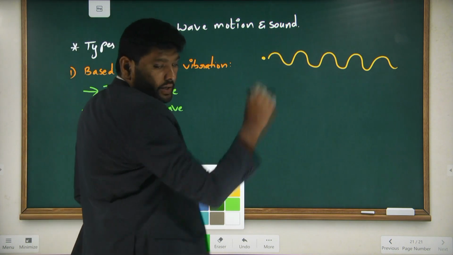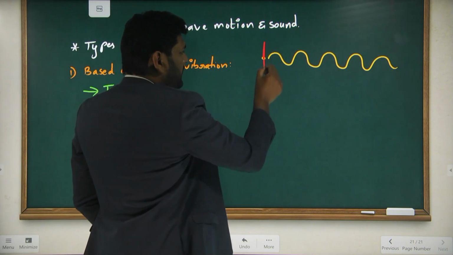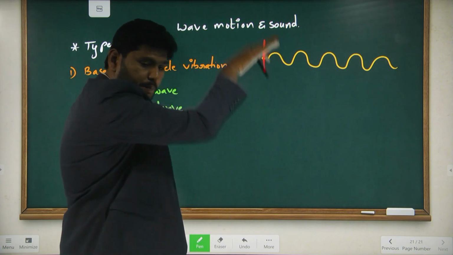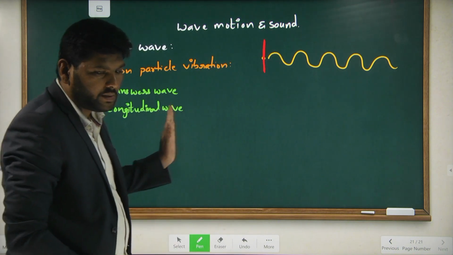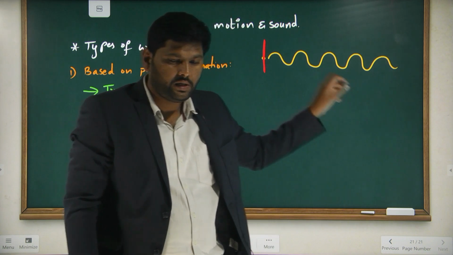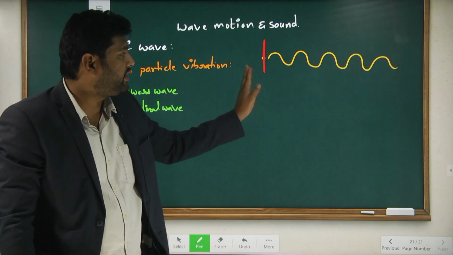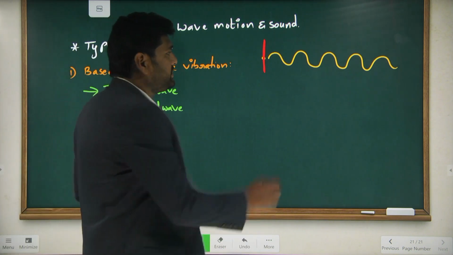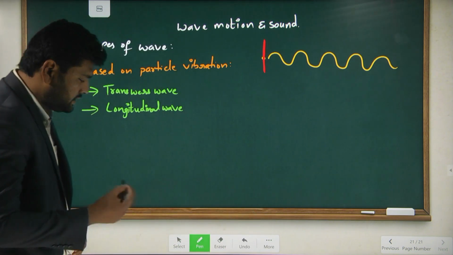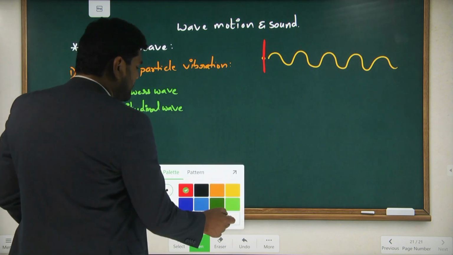This is the wave propagation and the particle is vibrating this way, up and down, but the motion of the wave is in the forward direction, while the particle is vibrating up and down. So this kind of wave is known as what? Transverse wave. Alright.